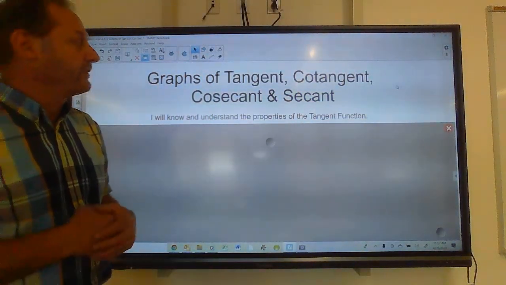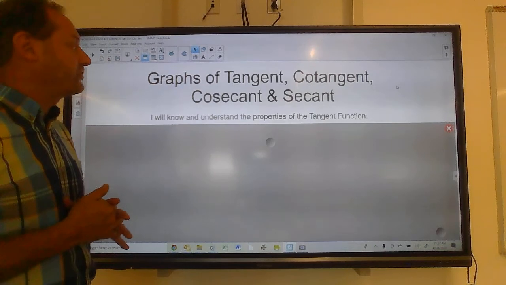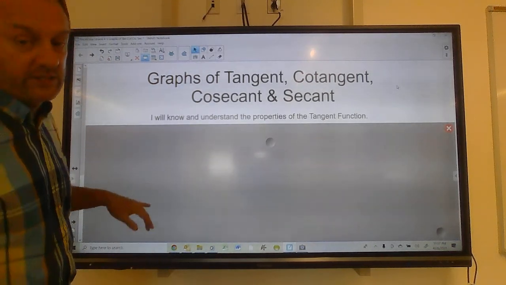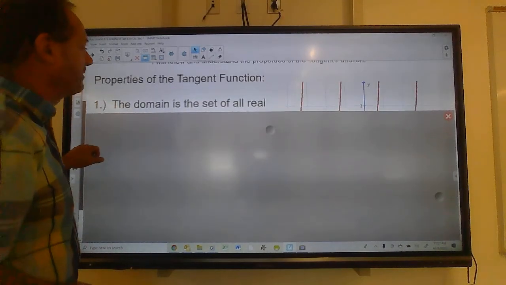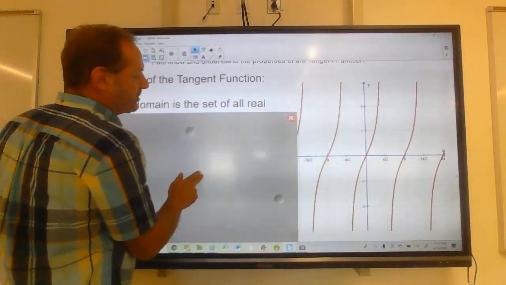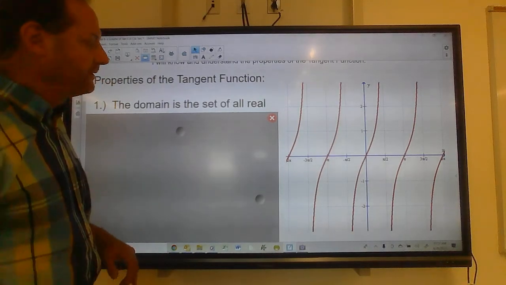Hello everybody, today we're going to talk about graphs of tangent, cotangent, cosecant, and secant. Okay, so let's talk about the tangent function first. This is what the tangent function looks like when you graph it.